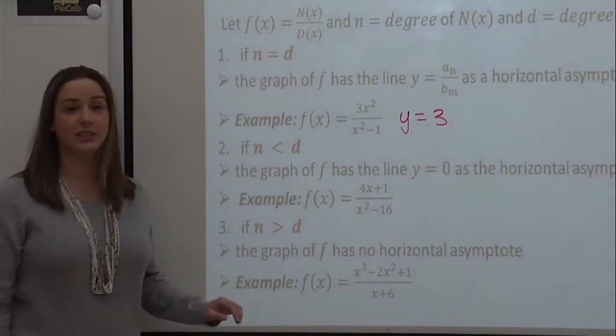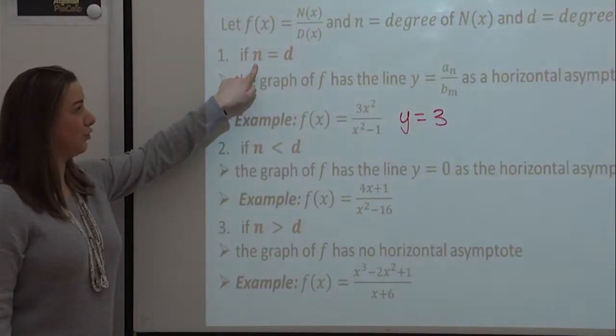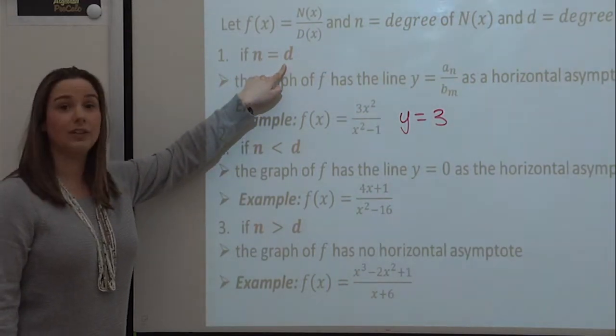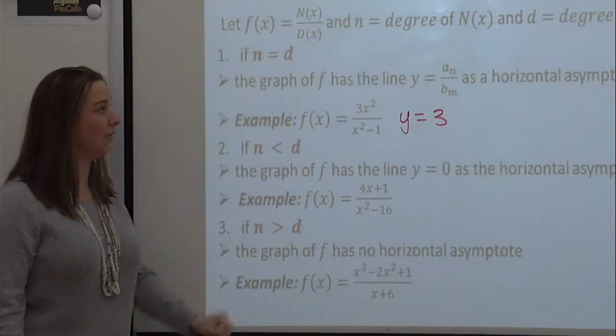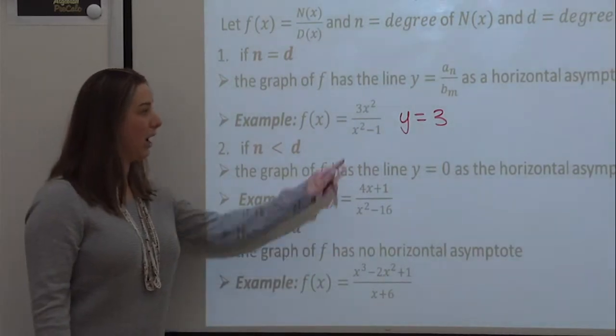Again, this is when the degree of n of x equals the degree of d of x. We're going to have a horizontal asymptote at y equals 3.